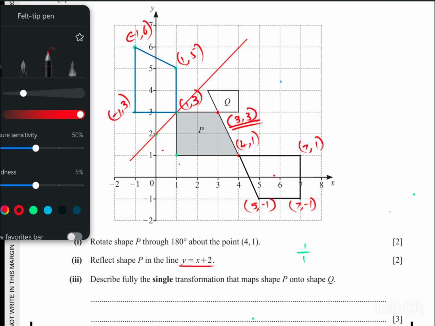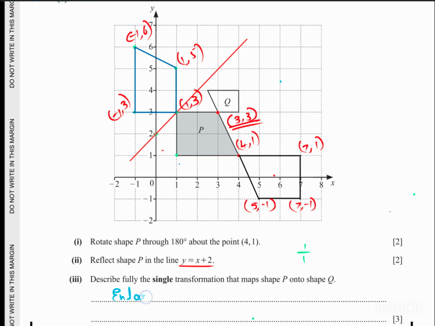So you'll write down the description here. It is enlargement, center of enlargement is 3, 3 with scale factor minus 1 by 2, because 2 boxes is reduced to 1 box, so half of 2 is 1, so it is negative half. So this is question number 2 done.